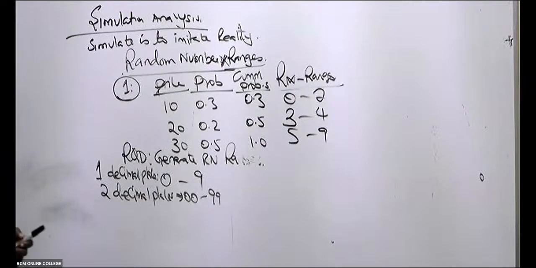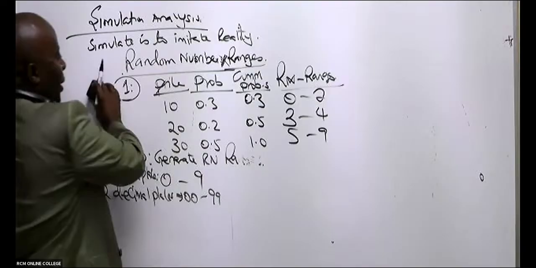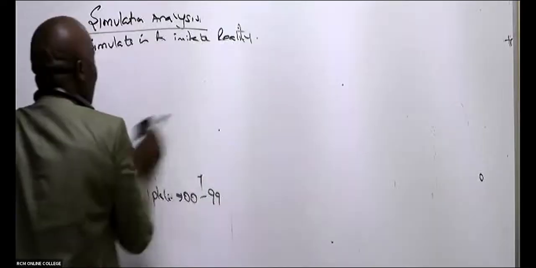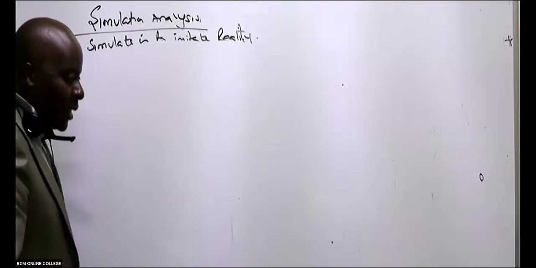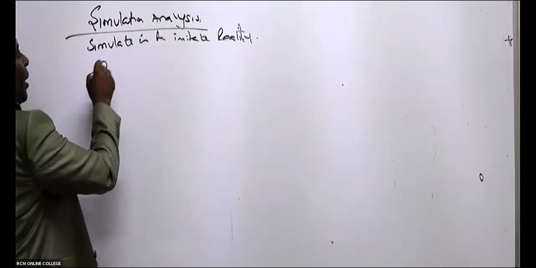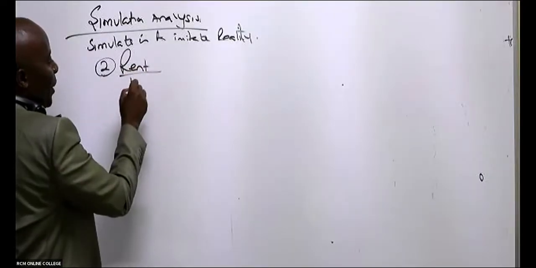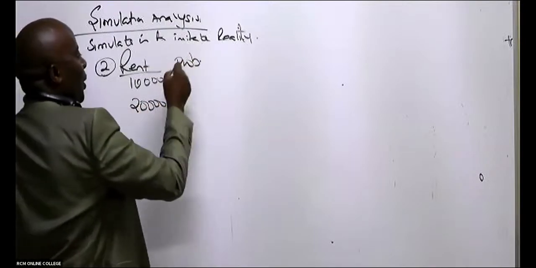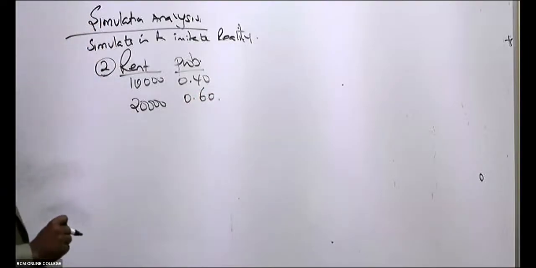So let me give you exercise number 2. Exercise number 2, ladies and gentlemen, I want to start a business. But I don't know how much the rent will be. I don't know which space I'm going to take. So assuming I take a space that will cost me 10,000 or 20,000, and then we have probabilities. This is 0.40 and this is 0.60. And then you're required in this case to generate random number ranges.